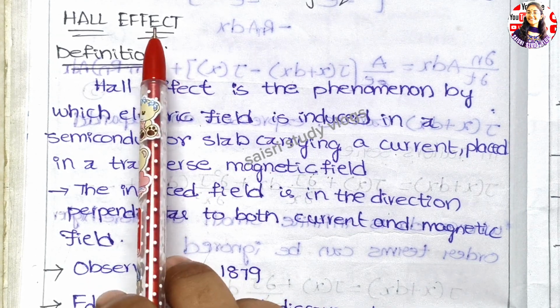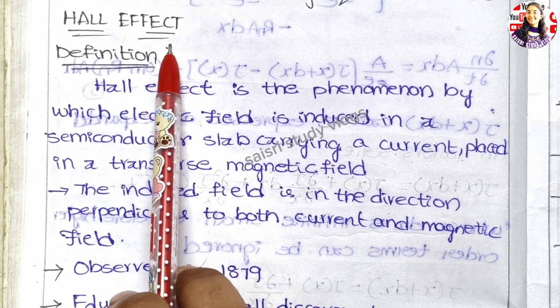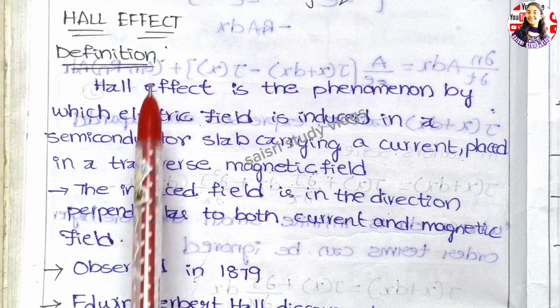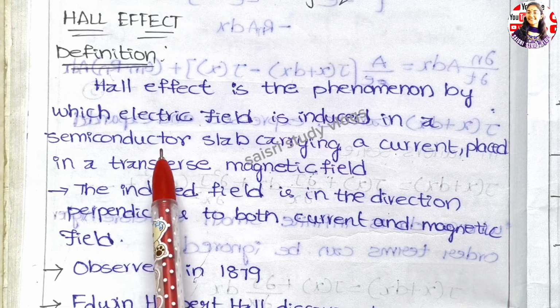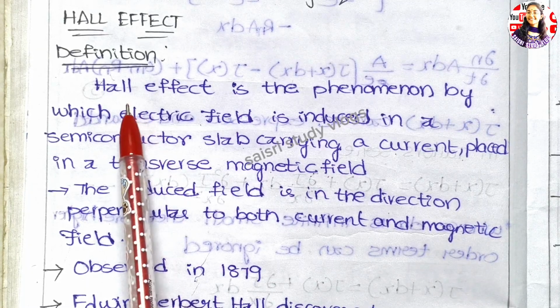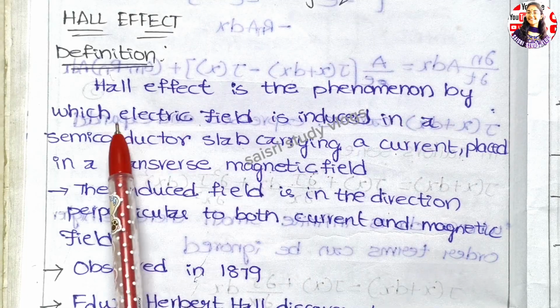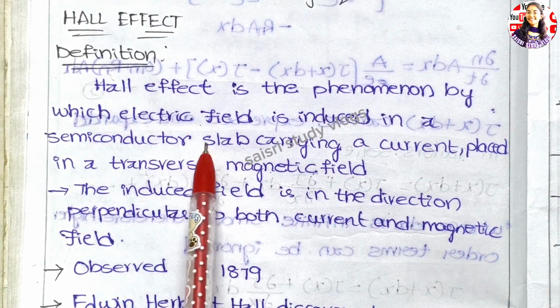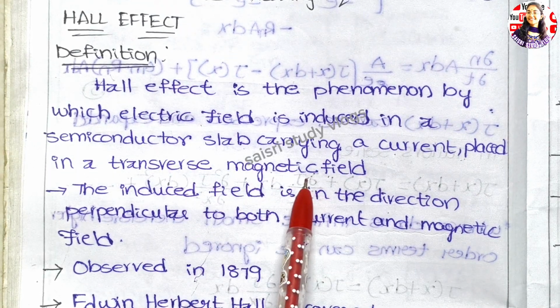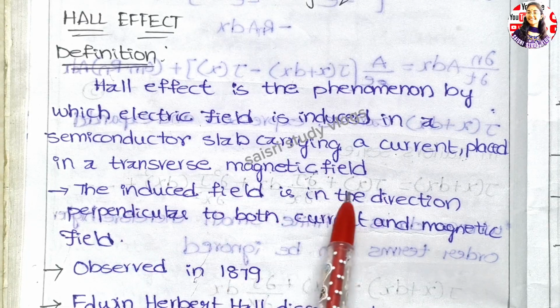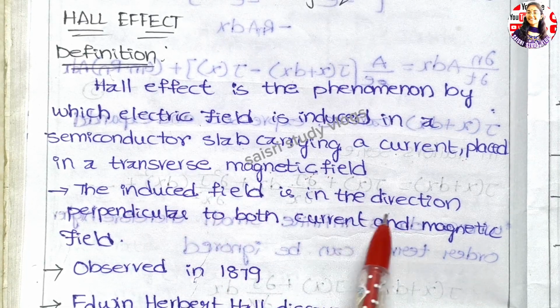Hall effect. This is one of the most important questions for the examination. Let me define what is meant by Hall effect, and then we can see the derivation of this Hall effect. Hall effect is the phenomenon by which an electric field is induced in a semiconductor slab carrying a current placed in a transverse magnetic field, and the induced field is in the direction perpendicular to both the current and the magnetic field.